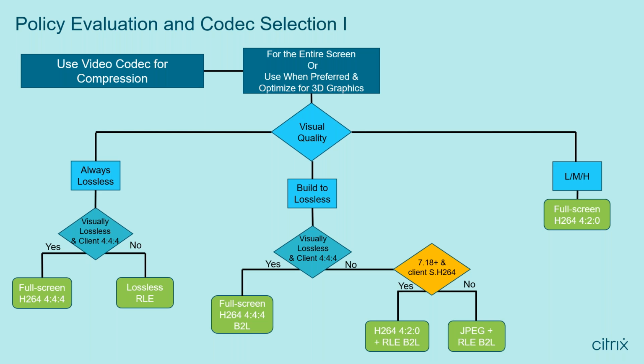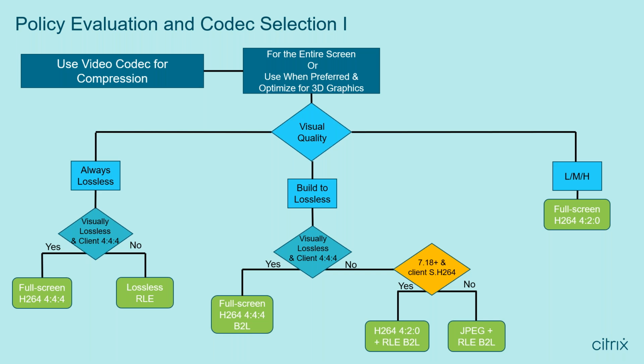in full screen H.264 444 if the client supports 444. If the client does not support 444, and of course visual lossless must be enabled for that, we will end in lossless encoding, so lossless, pixel perfect, but not with H.264, instead with JPEG and stuff like that. If we set visual quality to build to lossless and also enable the policy visually lossless, and the client still supports 444, we end in H.264 444 with visual lossless.